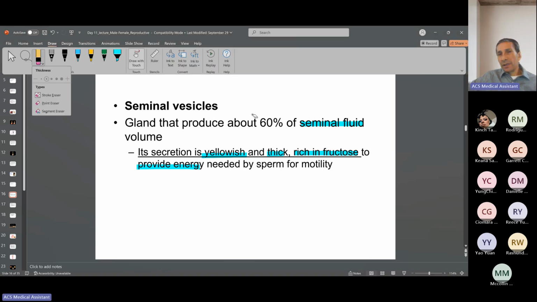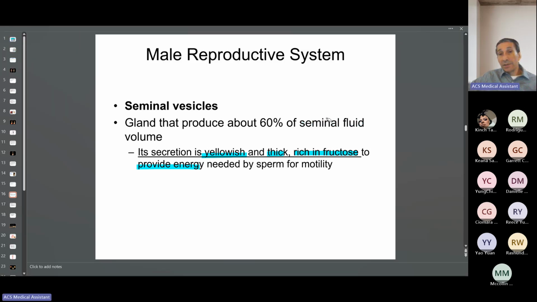So that's basically what we need to know. Most of the seminal fluid is produced right here, 60% by the seminal vesicles. Well, it makes sense because it's the first gland that the sperm is going to meet on its way.